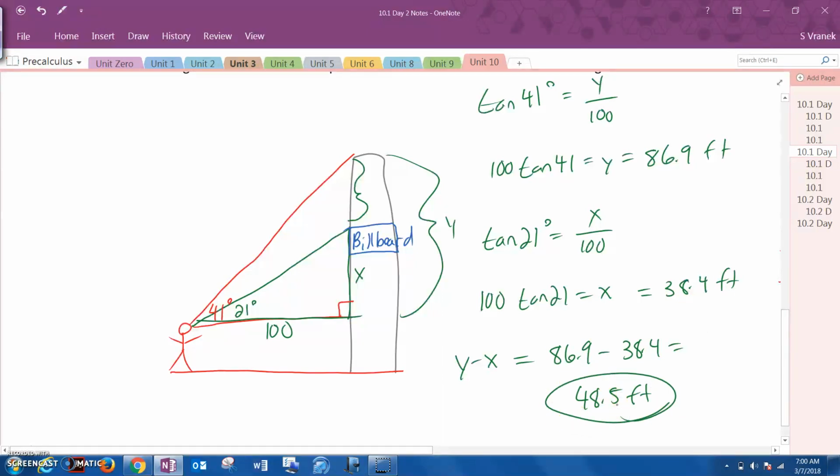Okay, so again, we're drawing right triangles and using SOHCAHTOA to find the pieces that we need, and then we're going to go from there. And that's it. Pretty simple day.